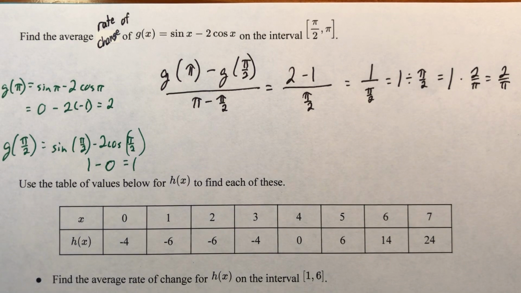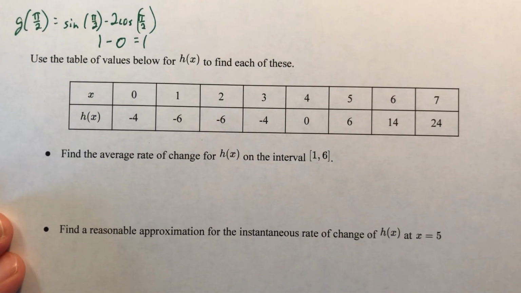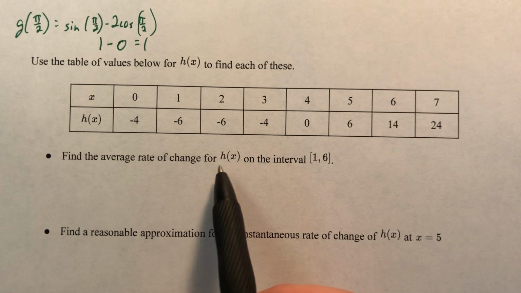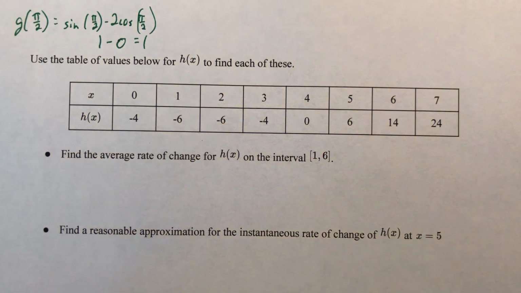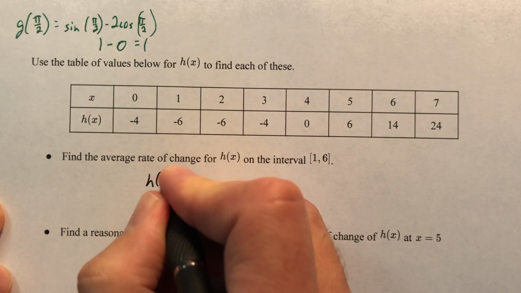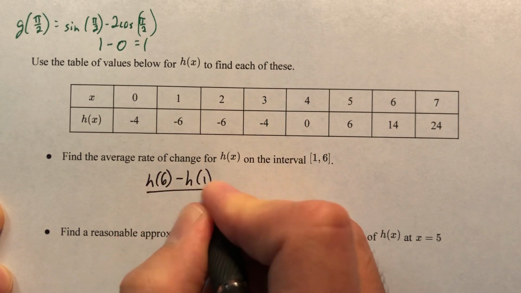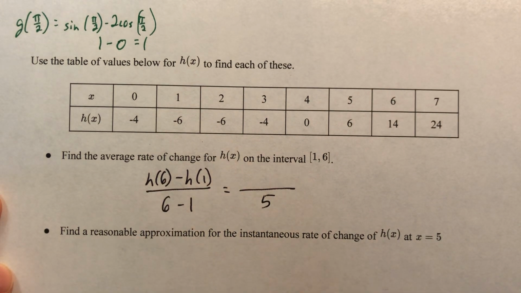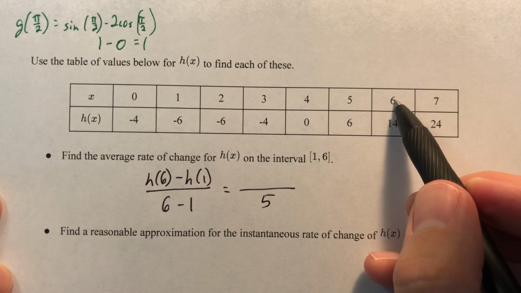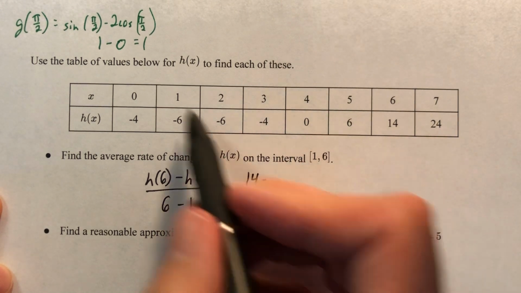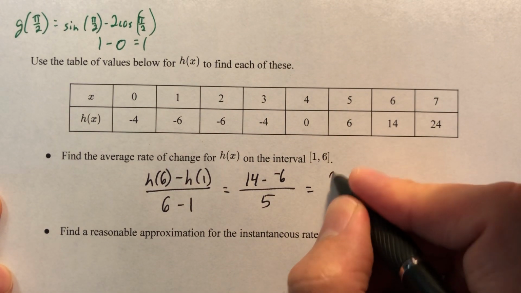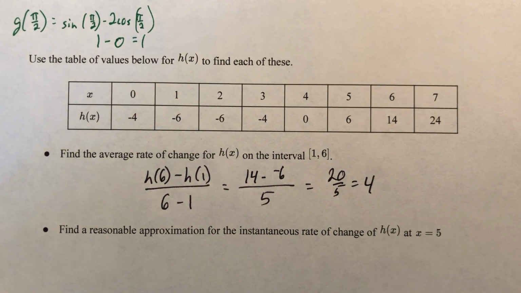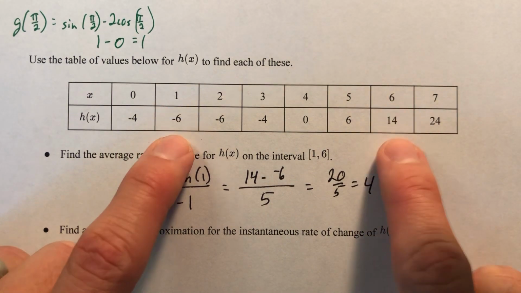Okay, let's use the table of values to find each of these. There are 2 little questions that go along with this. I want to find the average rate of change, so slope, for h of x on the interval from 1 to 6. Don't make it harder than it is. The change in y over the change in x. Well, the denominator is 5. What's h of 6? I don't know. Good thing I have a table. 6 up, 14. There we go. 14 minus negative 6. That gives me 20 over 5, so it's 4. I don't know what it represents, but the slope from 1 to 6 is 4.